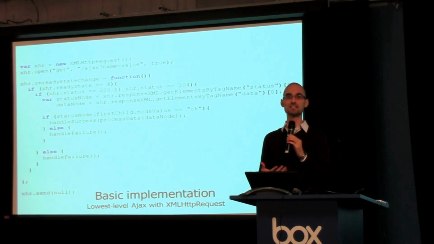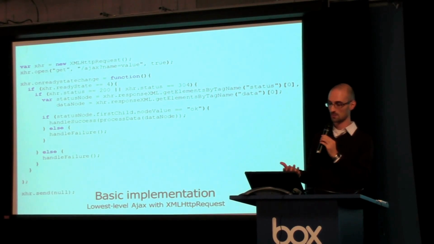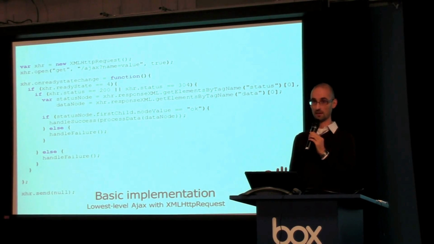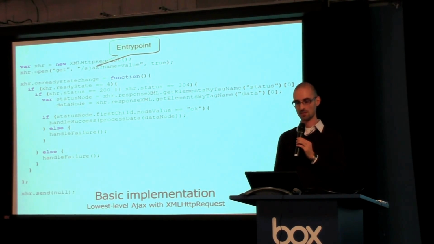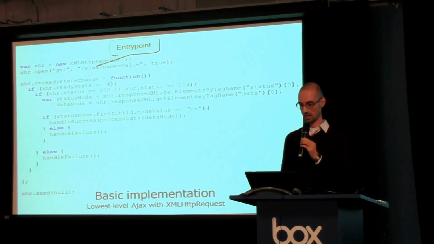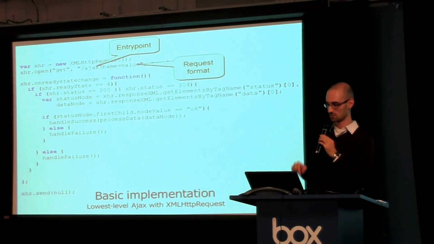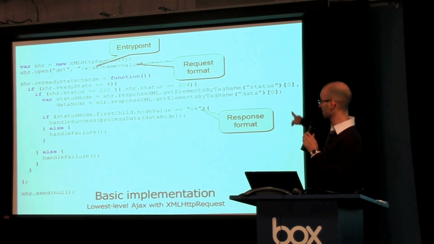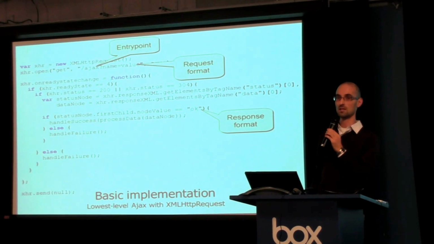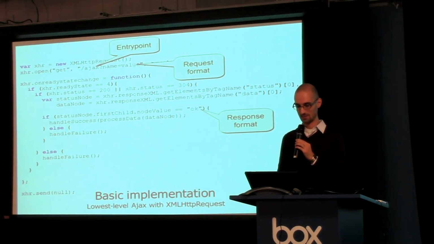And so if you want to look at that as a basic implementation, you have your XML HTTP request object. And you got a whole bunch of code in there. And if you look closely, you can see those 3 parts. There's an entry point, /AJAX. There's your request format, so the query string arguments. And then your response format. So all that code in there is interpreting the XML to figure out what to do with it. So you have all those 3 in there.